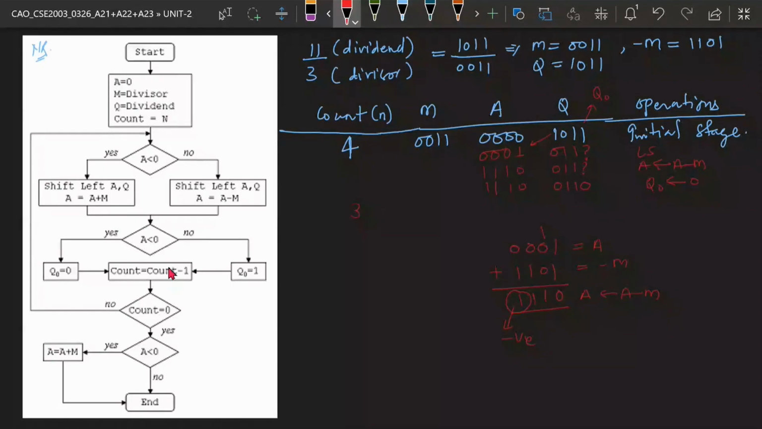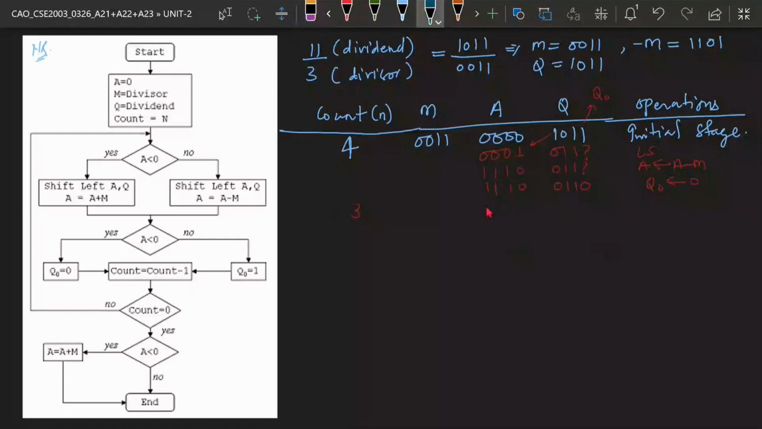So once we move to this step, again we should be checking the content of the accumulator A. So once we check the accumulator content, we can say this is again a negative number. Once it is a negative number, it will be going to the yes side, and then it will be doing the shift left AQ. Again, we should be doing the shift left AQ.